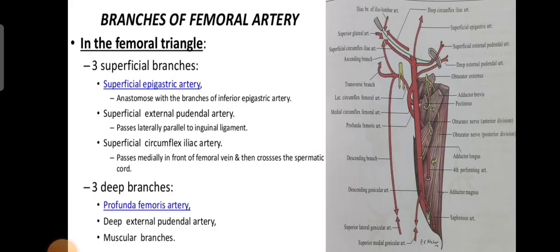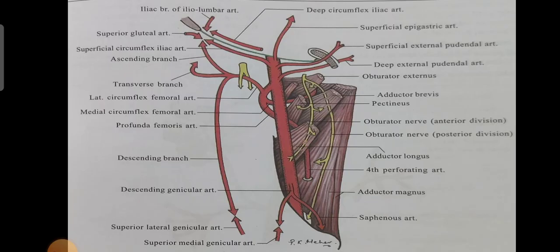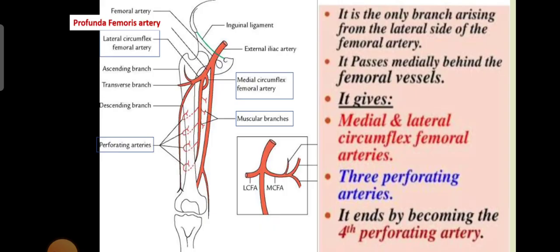So the branches of the femoral artery in the femoral triangle, these are the 3 superficial branches, that is the superficial epigastric, superficial external pudendal, and superficial circumflex iliac. These branches are depicted in the diagram. Then the 3 deep branches are the profunda femoris artery, deep external pudendal artery, and the muscular branches. So these are the branches of the femoral artery. This profunda femoris artery further provides the medial and lateral circumflex femoral arteries, 3 perforating arteries, and the 4th perforating artery is the continuation of the profunda femoris artery.